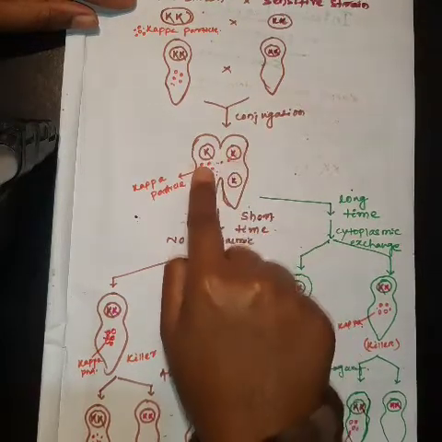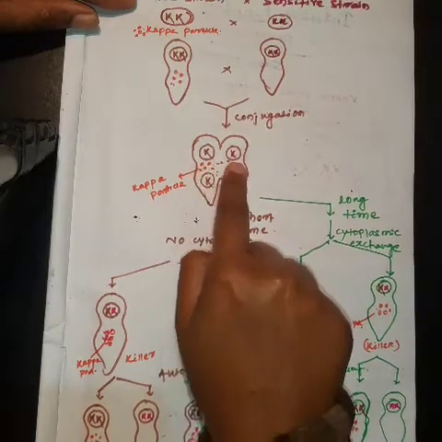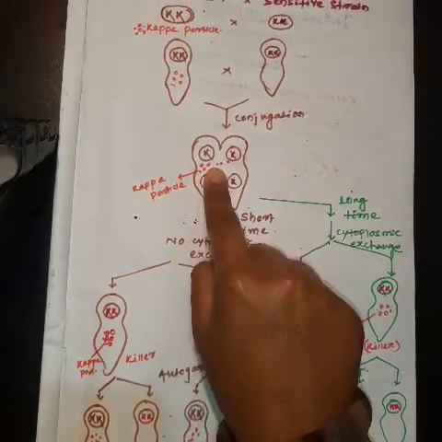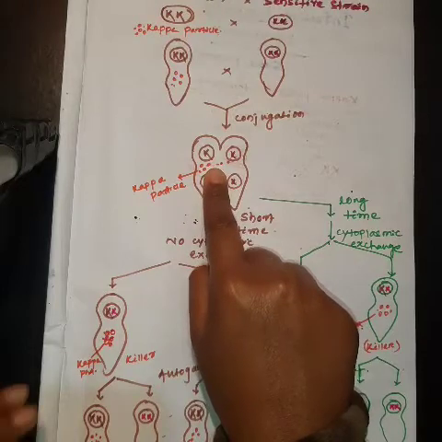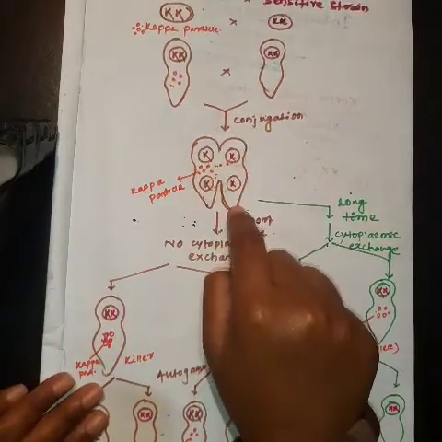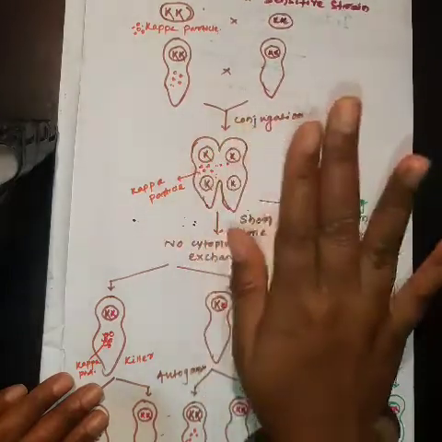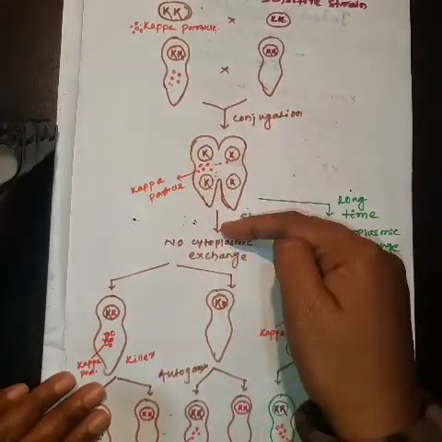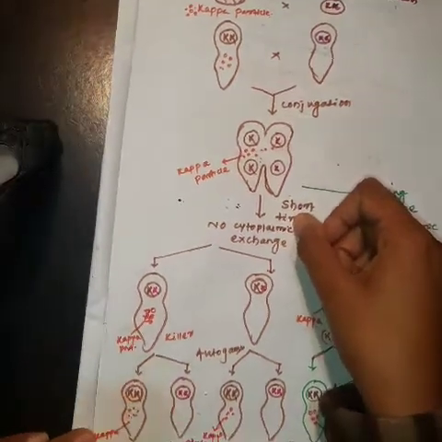Okay, we are talking about the kappa particle which is present in their cytoplasm. So they don't get the time to exchange their cytoplasm, and they will disintegrate or they will segregate as it is. So no cytoplasmic exchange will occur during the short period of time.